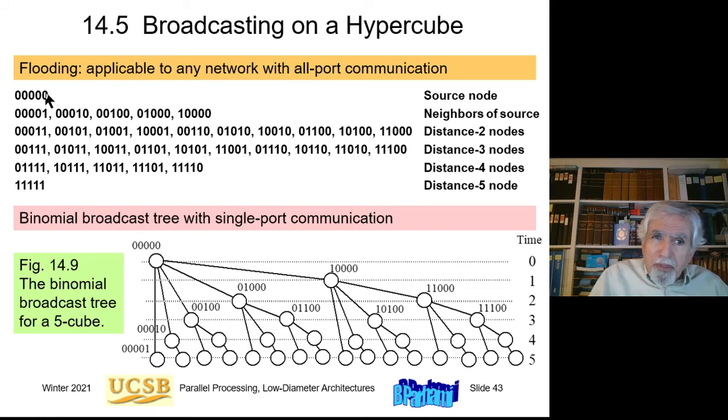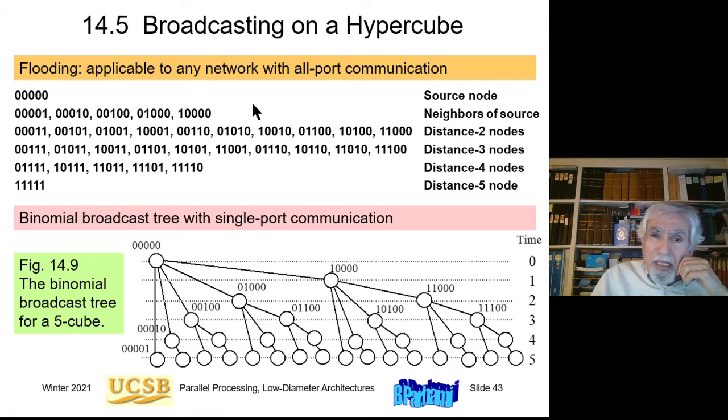Flip bit 0, flip bit 1, flip bit 2, flip bit 3, flip bit 4. These are the 5 neighbors. So this node sends the message it wants to broadcast to all 5 neighbors. Remember, I'm assuming all port communication. Then each of these 5 neighbors also has 5 neighbors. Of course, one of them is this node, so it has 4 other neighbors. So it will send a message to those 4 neighbors. So in Q steps, every single node in the hypercube has received that message. So we have completed the broadcasting in the shortest possible time, which is Q steps.